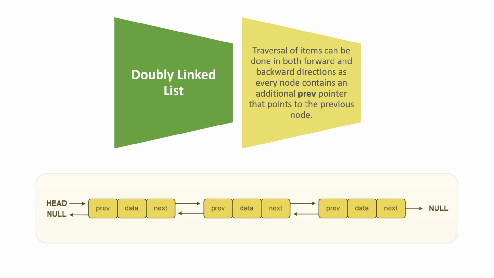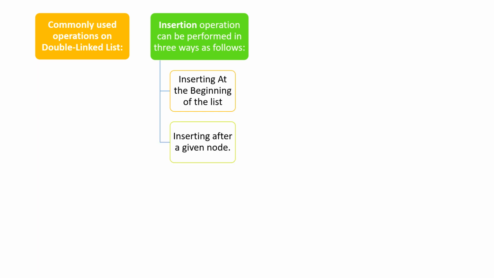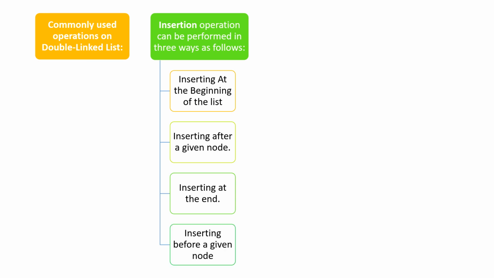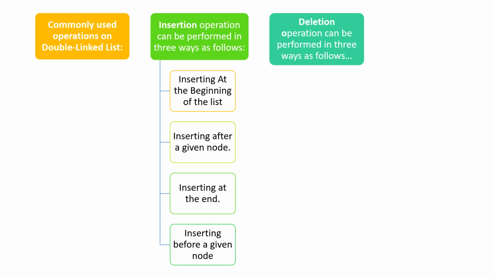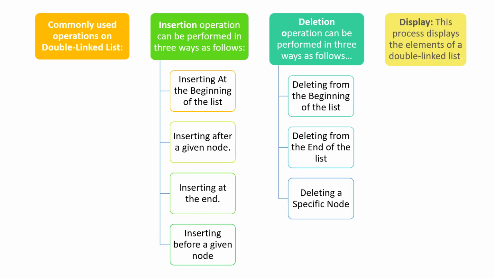We can see the operations on this doubly linked list also. Insertion can be done at the beginning, after a given node, at the end, and before a given node. Deletion can be performed at the beginning, at the end, and for a specific node, and we can also display the elements of the doubly linked list. So we can see them one by one.